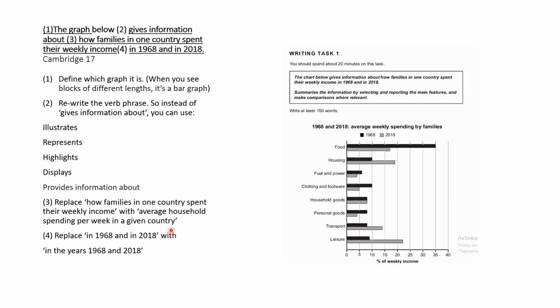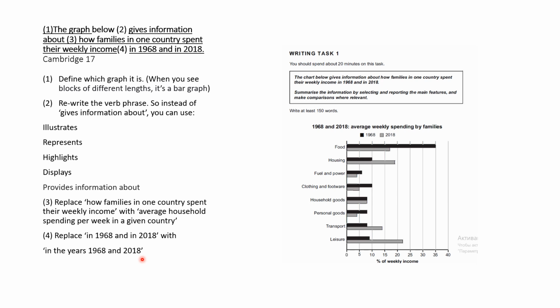Now, let's look how we paraphrased each verb and phrase here. So, families becomes household, spend becomes a noun spending, and weekly income becomes per week. And in one country is replaced with in a given country. We replace the time period in 1968 and in 2018 with in the years 1968 and 2018.